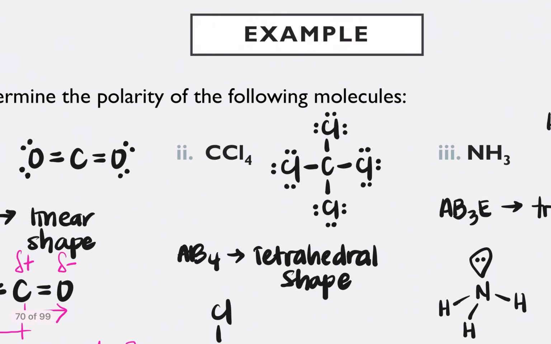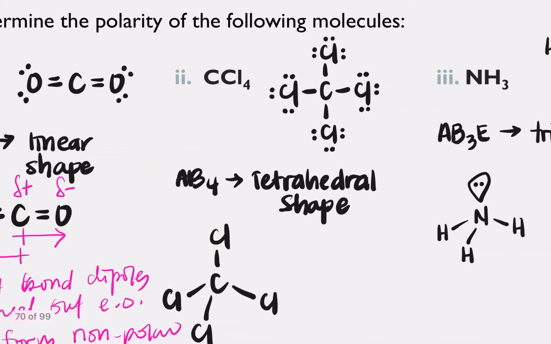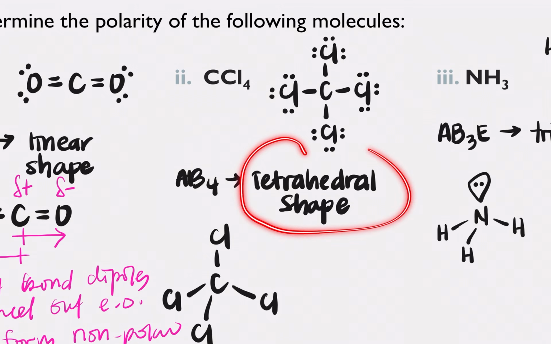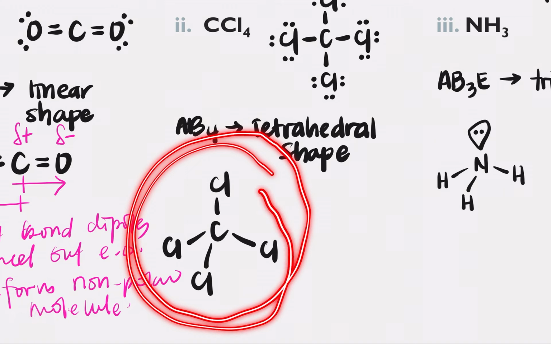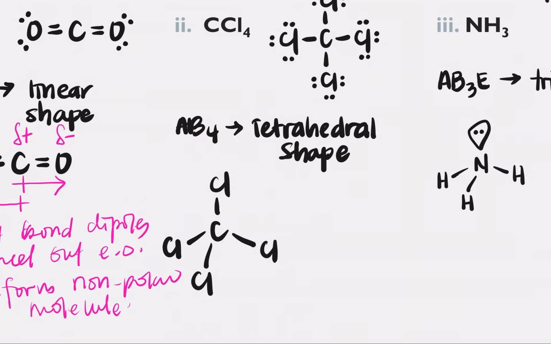Alright, so next we're going to do for CCl4. So start with your Lewis structure and then determine the class. From the class you can determine the molecular shape. Okay, so draw out your molecule shape. Okay, so it's tetrahedral. And now we are going to determine who is more electronegative, who is the less electronegative. So between carbon and chlorine, chlorine is obviously more electronegative, therefore it will bear the partially negative charge, while carbon will bear the partially positive charge.